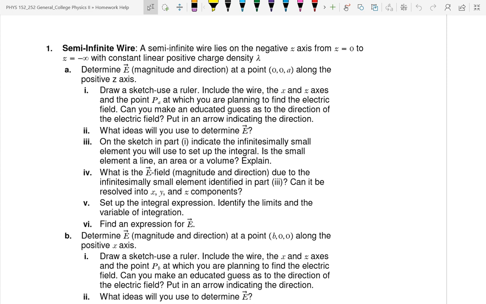Question 1, a semi-infinite wire, a wire that goes from z equals 0 to z equals minus infinity, and has a constant linear positive charge density, lambda. And so this you have for part A. Now notice, draw a sketch, use a ruler, right? Don't make it rough like what I'm going to draw. Here's my rough drawing, right? That ain't right. And you need to identify the x-axis and the z-axis. Here's your origin.